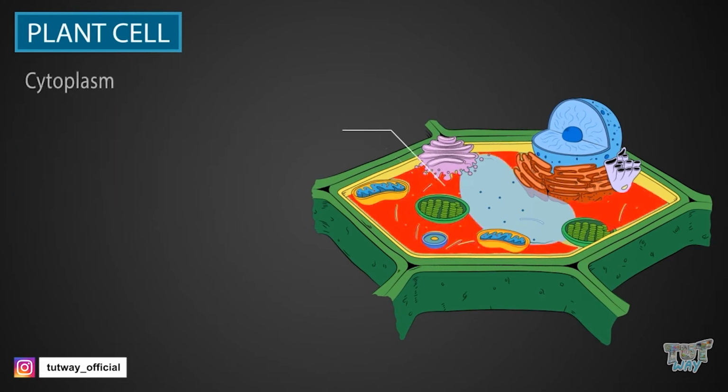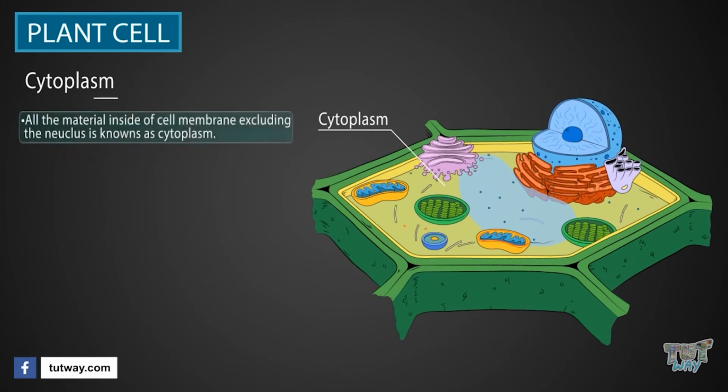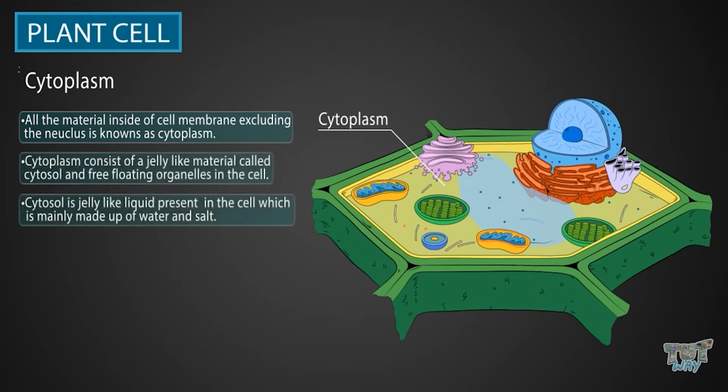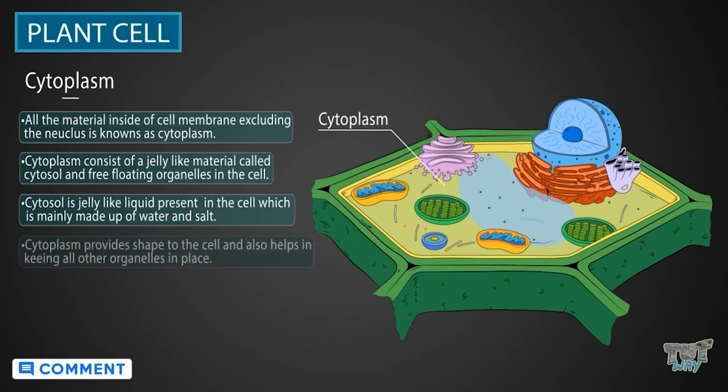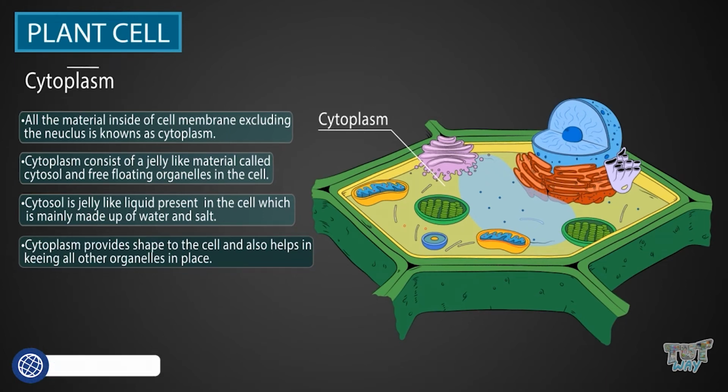Next is cytoplasm. All the material inside of the cell membrane, excluding the nucleus, is known as cytoplasm. Cytoplasm consists of a jelly-like material called cytosol and free-floating organelles in the cell, including the nucleus. Cytosol. This jelly-like liquid present in the cell is mainly made up of water and salt. Cytoplasm. This is the cytosol along with the free-floating organelles that provides shape to the cell and also helps in keeping all other organelles in place.